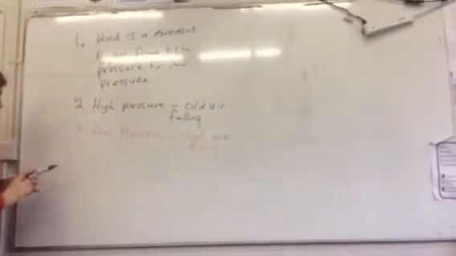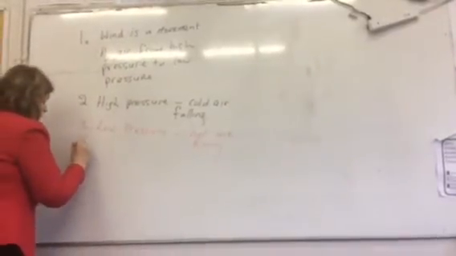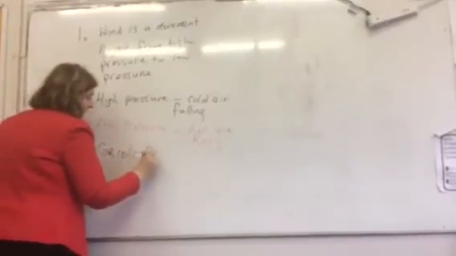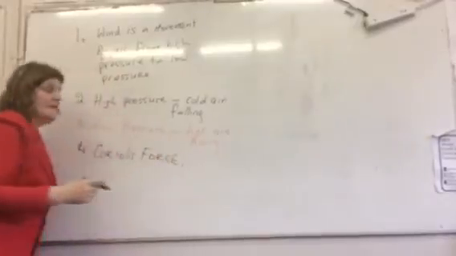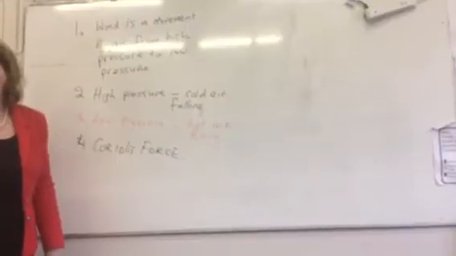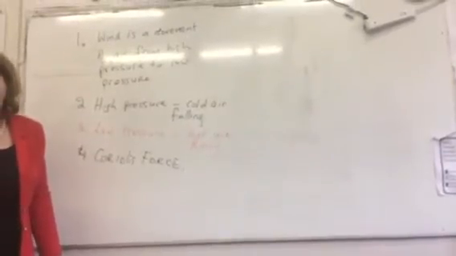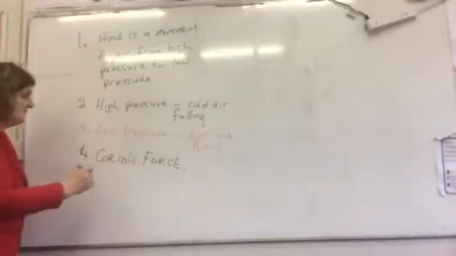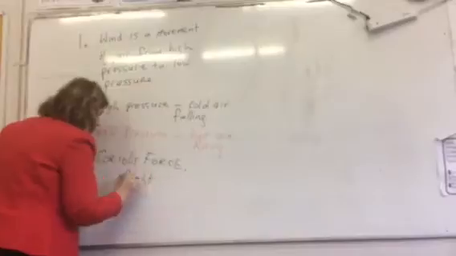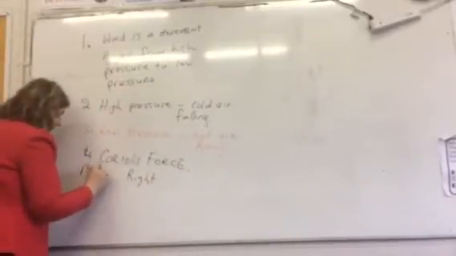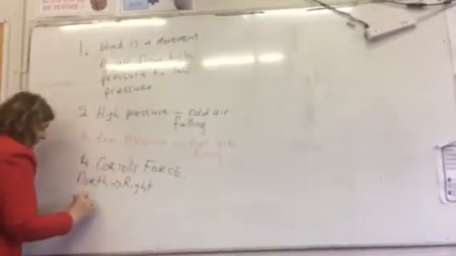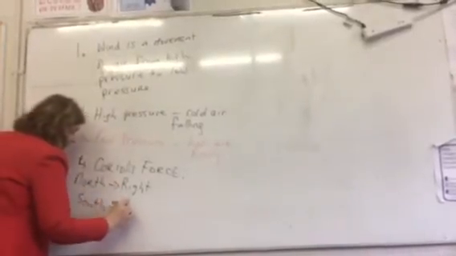And the fourth thing that you have to know is the Coriolis force. The Earth spinning on its axis causes the winds to be blown off their course. North of the equator, that's the northern hemisphere, the winds blow to the right. That's north of the equator. And south of the equator, they blow to the left.